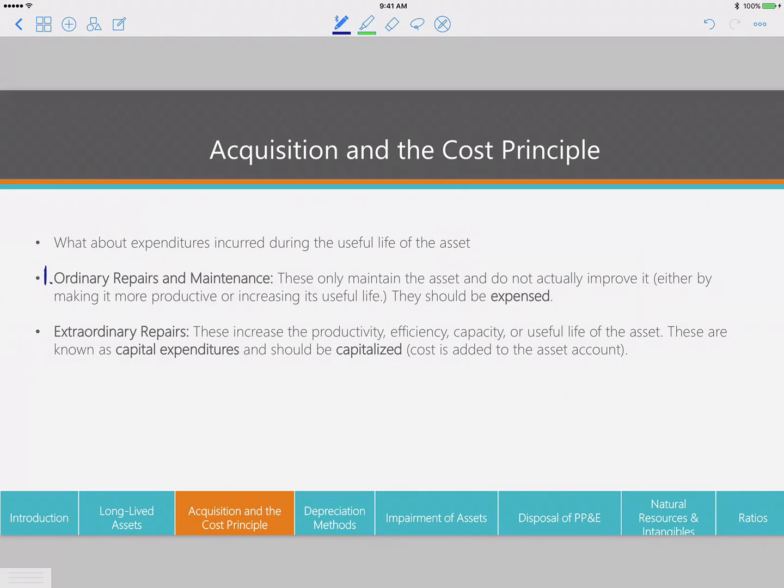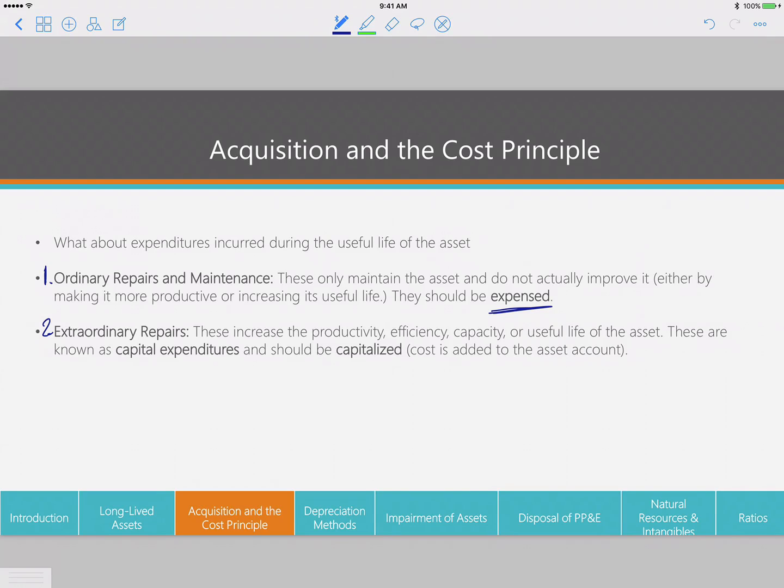This could be stuff like regular maintenance and cleaning of a building. It could be changing the oil on your truck. These are regular expenses needed just to keep the asset as is, and these should be expensed in the period that they are incurred. The other type of expenditure you might have is extraordinary repairs. These are expenditures that actually increase the productivity, the efficiency, the capacity, or the useful life of the asset. They basically make the asset better for your uses than it was before.